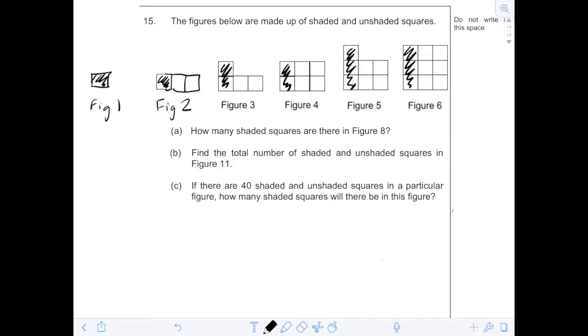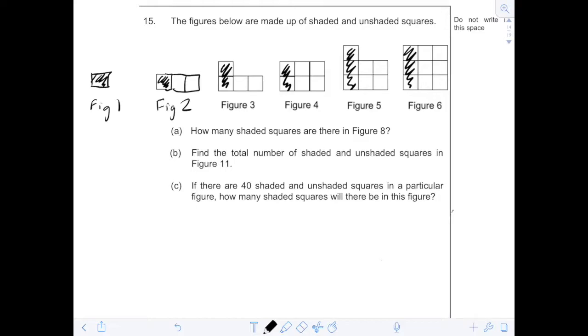So this is question 15. Now it is something to do with patterns, figures made up of shaded and unshaded squares. We look at this: figure 1 has 1 shaded, figure 2 has 1 shaded, figure 3 has 2, and figure 4 has 2 shaded. So the pattern here is 1 1, 2 2, 3 3. How about the unshaded ones? You notice that figure 1 has no unshaded ones, so we don't care about figure 1 first. Figure 2 has 2, figure 3 also has 2. Figure 4 has 4, figure 5 has 4 also. If you notice, they're working in pairs.